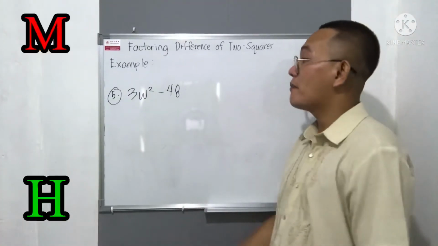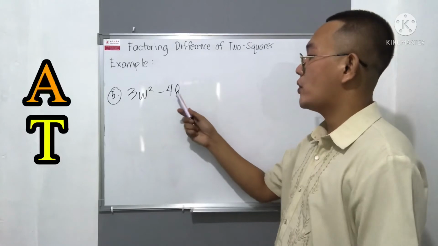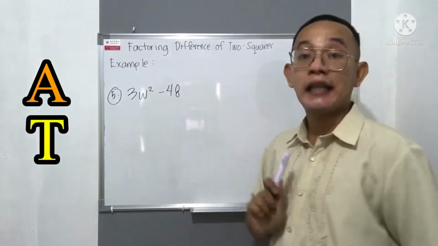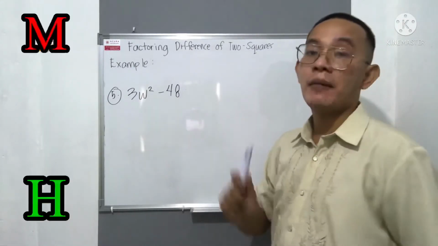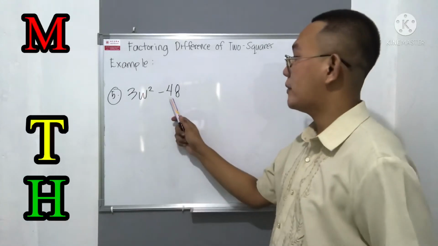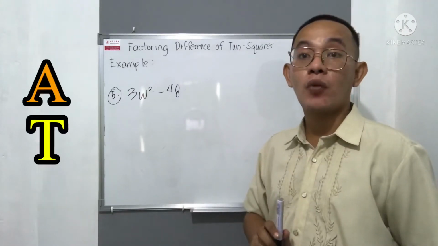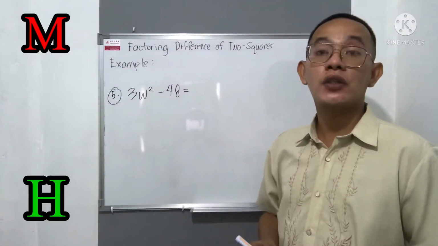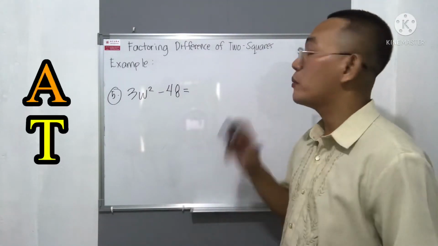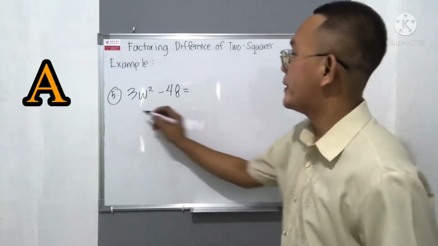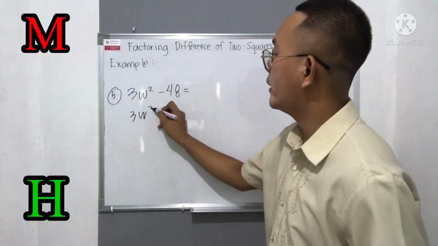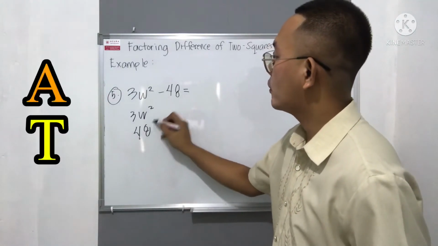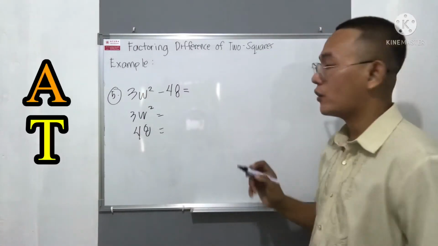Okay, for the last example, we have 3w squared minus 48. So, kung mapapansin natin sa given, yung 3, hindi naman siya pwedeng kunin yung root. At the same time, yung 48, hindi rin natin pwedeng makuha yung root niya. Pero, pwede muna natin kunin yung kanilang greatest common factor or yung common monomial factor nila. So, we have 3w squared and then 48. Kunin natin yung kanilang common factor.